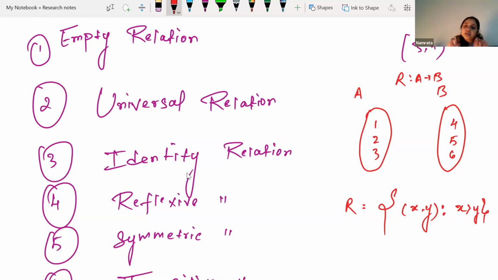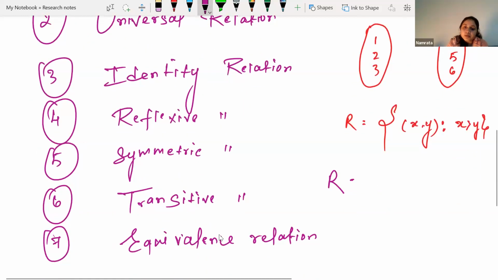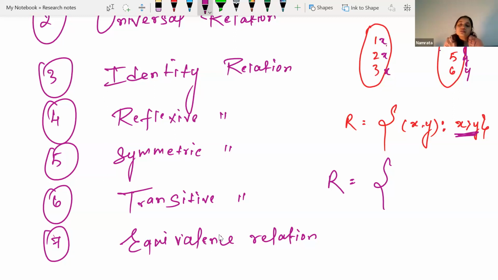If you try writing this relation in the form of a set, you write down the elements of R where x is greater than y. These are x and these are y. You can see x is greater than y. Only those ordered pairs we can take.